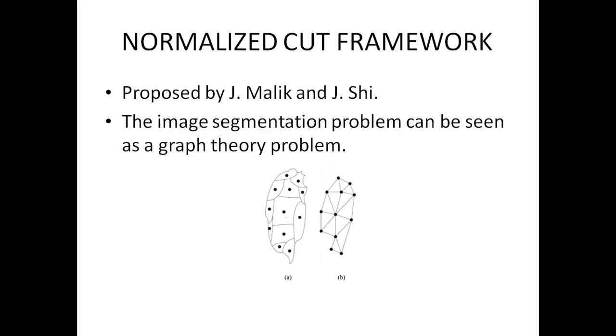In the normalized cut framework, we also model the image as a graph. We model each pixel of the image as a node in the graph and set an edge between two nodes if there are similarities between them. The normalized cut framework is composed of two steps: similarity measurement and the normalized cut process. The first step should be combined with feature extraction, and I'll talk about it later.